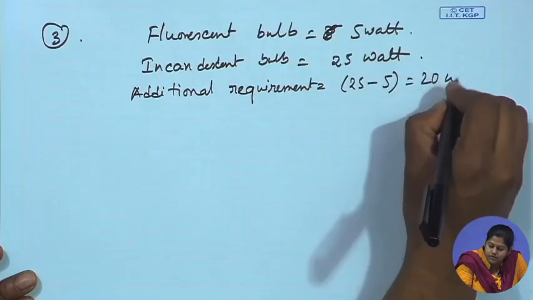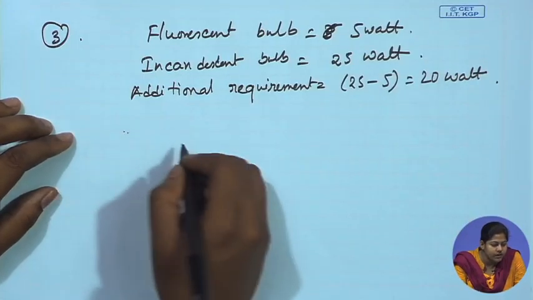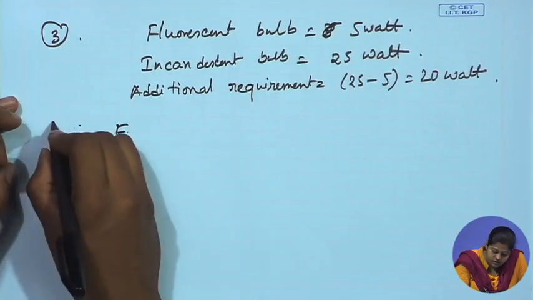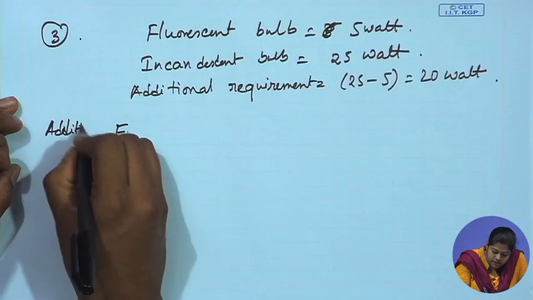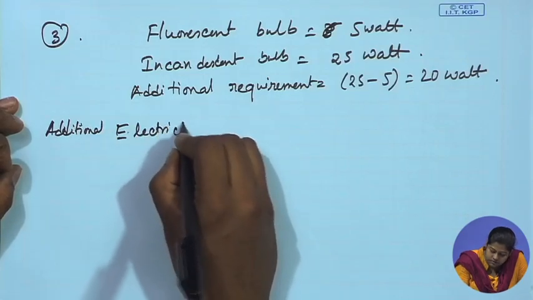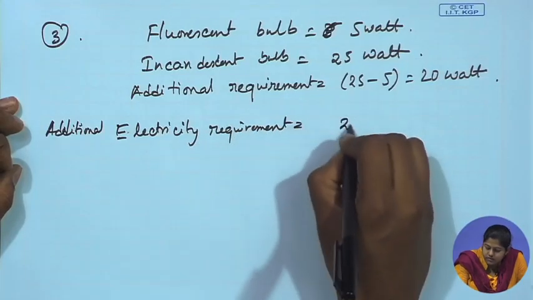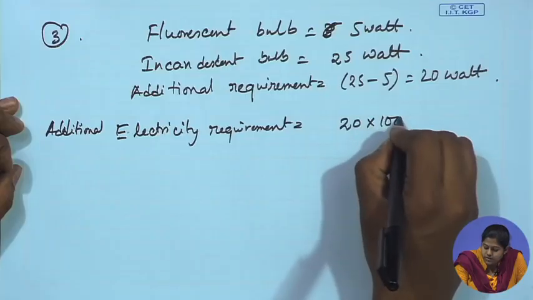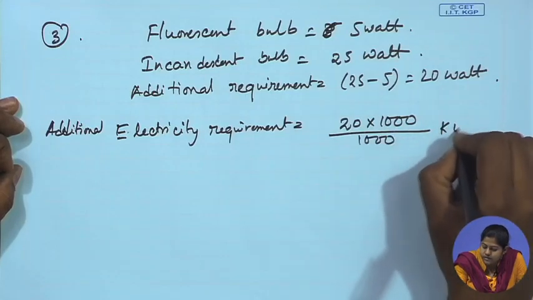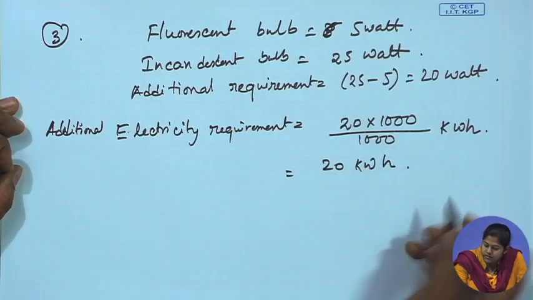So this will be our 20 watt. Now what we have to do is calculate our electricity requirement. So our additional electricity requirement is 20 watt for 1000 hours divided by 1000, because we want to convert it to kilowatt hour. So it will become 20 kilowatt hour.